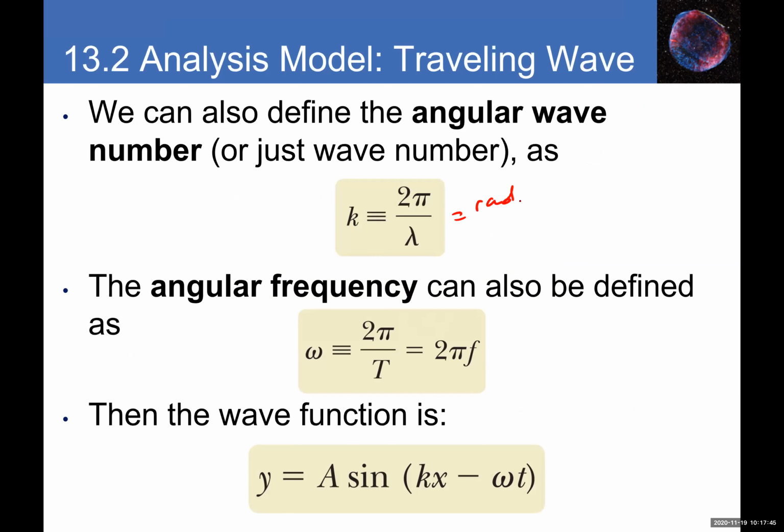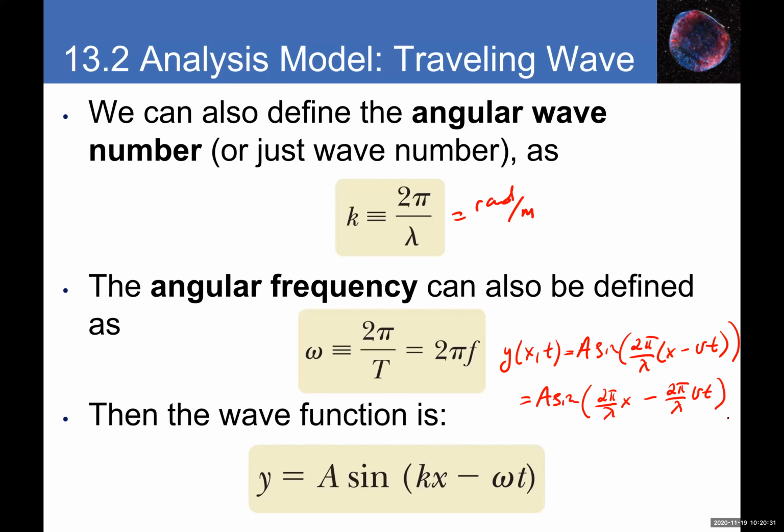The units are radians per meter, because 2 pi is in radians and wavelength is in meters. And we also have another thing, remember, the angular frequency, which is omega equals 2 pi over the period, or 2 pi times f. So one thing we can do is go back to that previous equation, where y of x comma t equals a sine of 2 pi over lambda times x minus vt. So this becomes a sine of 2 pi over lambda x, minus 2 pi over lambda times vt.